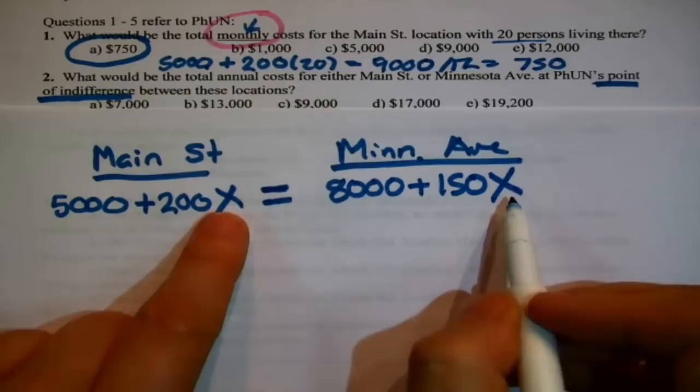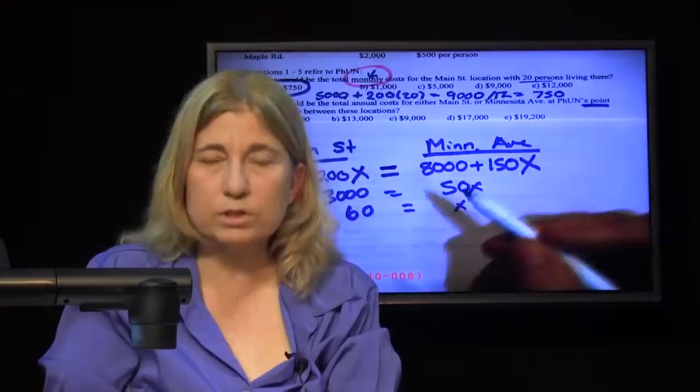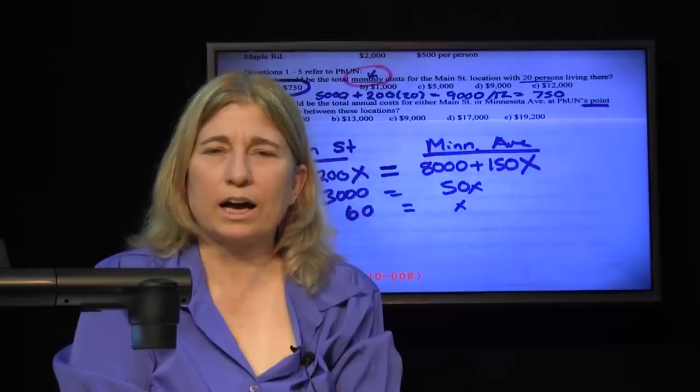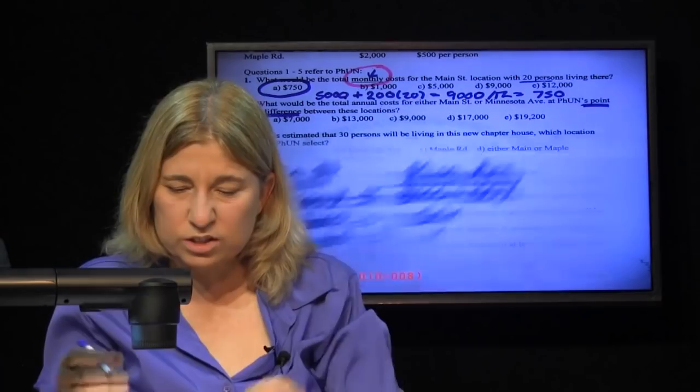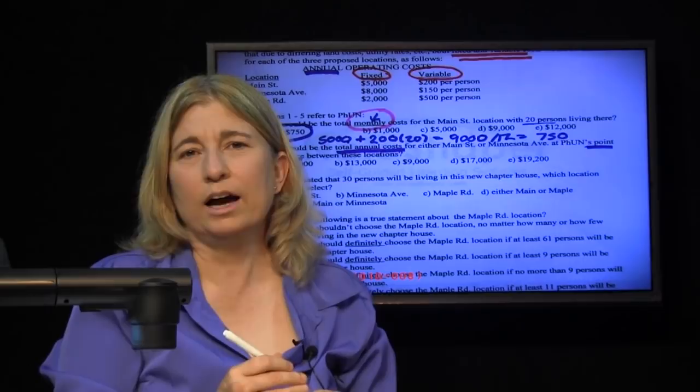Okay. I solve for X. Okay, well, that's like what? 50X equals 3,000. X comes out nice and neat. Cool, 60. What's that mean? It means that Fund's point of indifference is 60 people. If 60 people are living at the house, they don't care whether they're at Main Street or Minnesota Avenue, because it happens to be the exact same cost. So you go, okay, great, I got 60. Mark the question, and now we don't even see the choice in here. You know, well, wait a minute. Because they're asking for the total annual cost at the point of indifference. Oh, it's not that we were wrong, but there's one more step here.